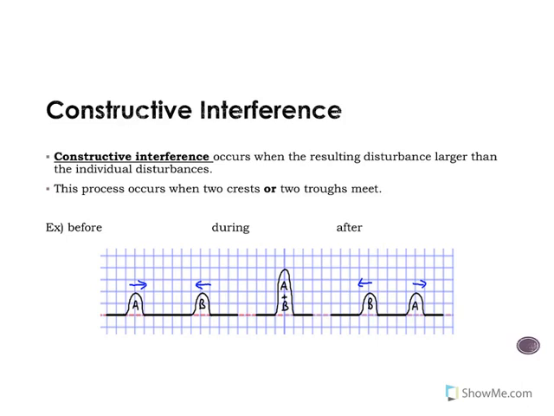Constructive interference occurs when the resulting disturbance is larger than the individual disturbances. This process occurs when two troughs or two crests meet. In this example, we have A and B coming together, and when they add together, they result in a larger disturbance, because it'll be A plus B. Afterwards, they just split off. A will continue in its direction, and B will continue in its direction.